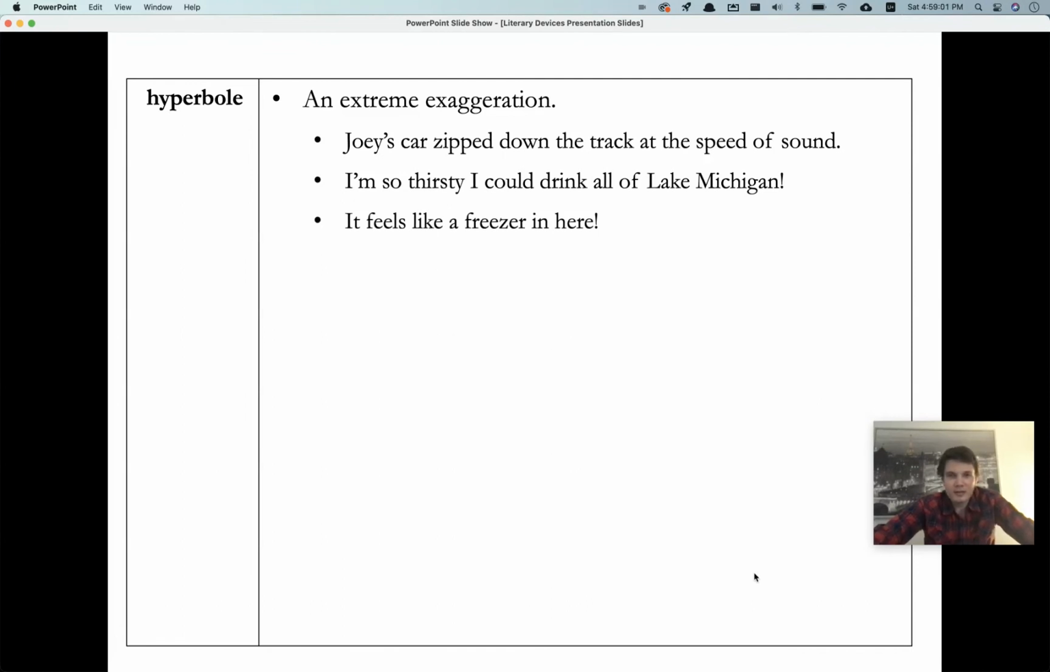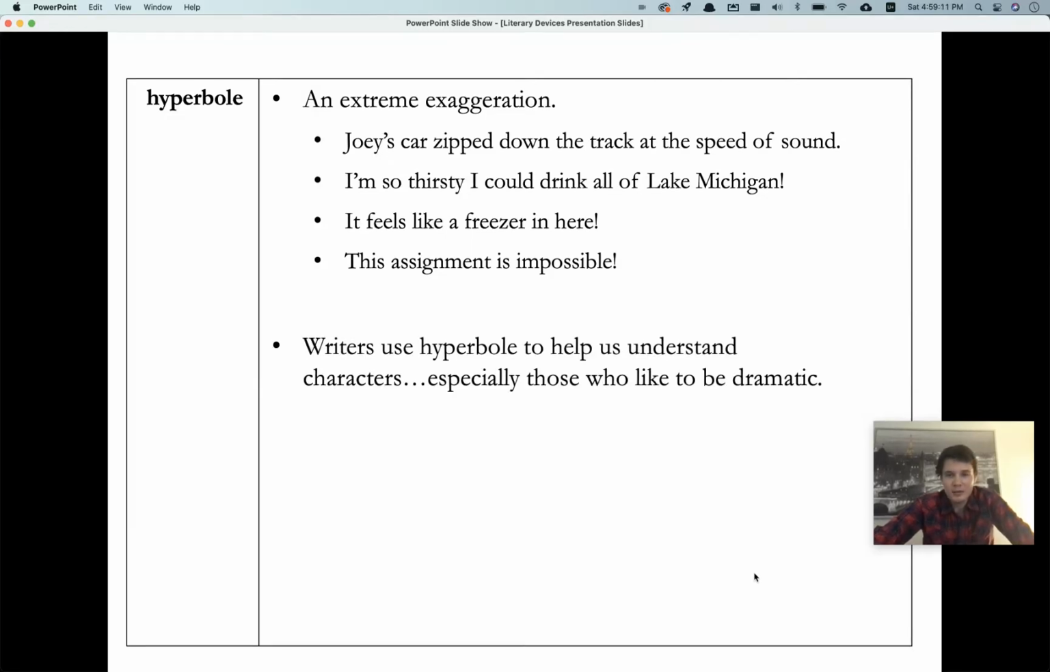Feels like a freezer in here, right? So it's very cold. That's the idea. This assignment is impossible. Probably not impossible. I think you get the idea. Writers use hyperbole to help us understand characters, especially those who like to be dramatic. Romeo.